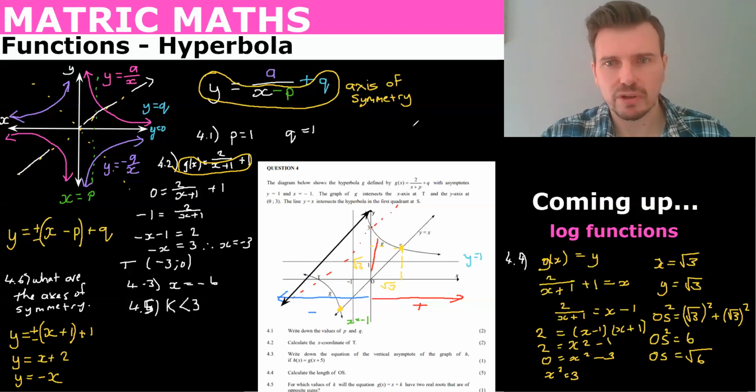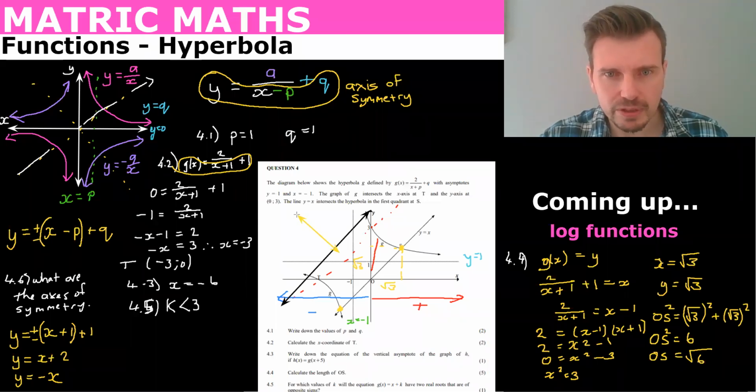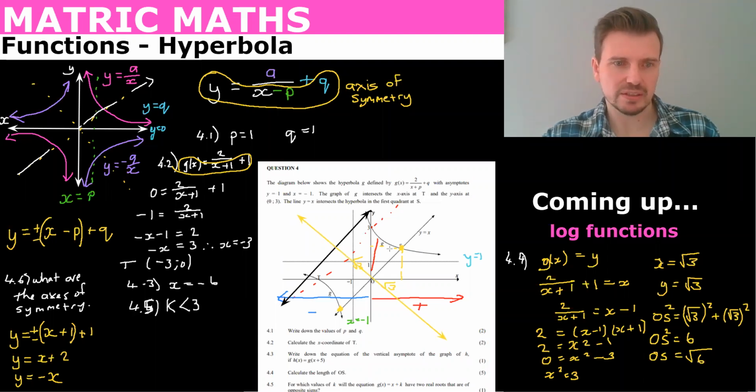Okay, so let's just draw those on there and see what we get. So this is the y equals minus x, and we see, yes, that is indeed the axis of symmetry. So that would be the axis of symmetry with a negative gradient. And the other axis of symmetry is x plus 2. So this is the line y equals x, and x plus 2 would be shifted up by 1. So that would be there.